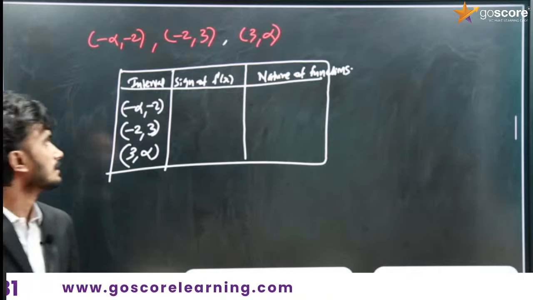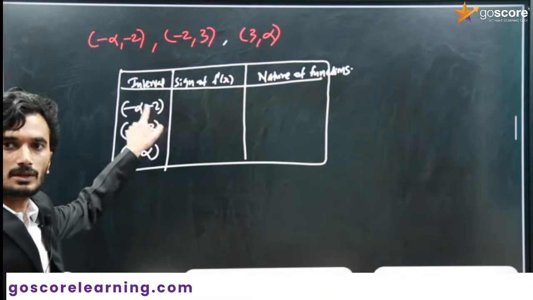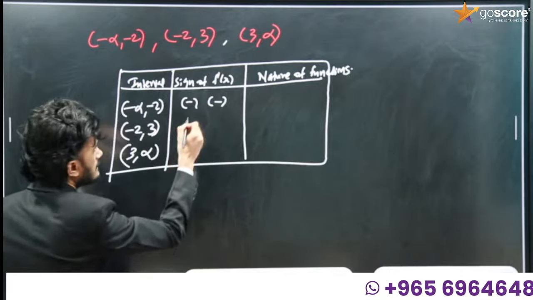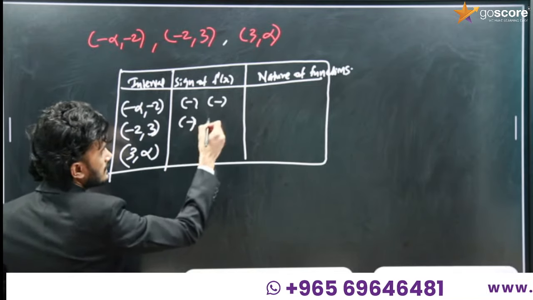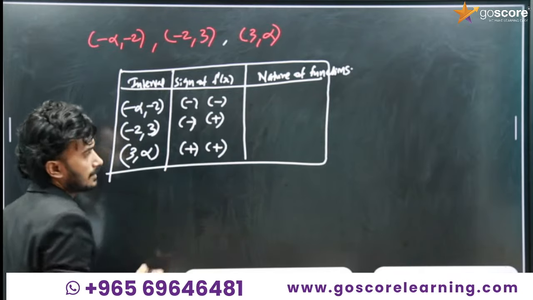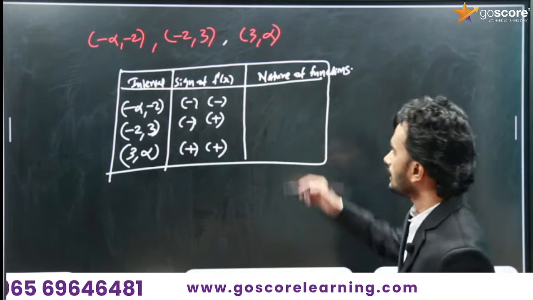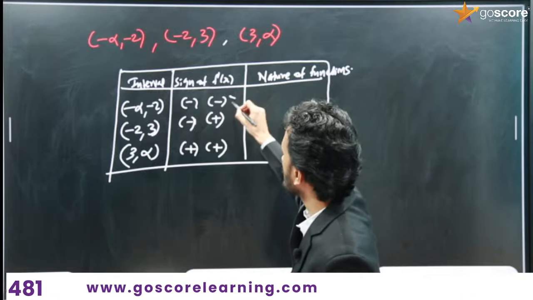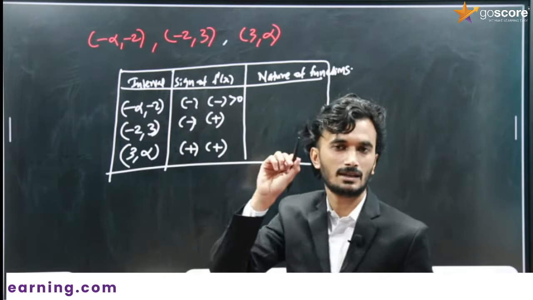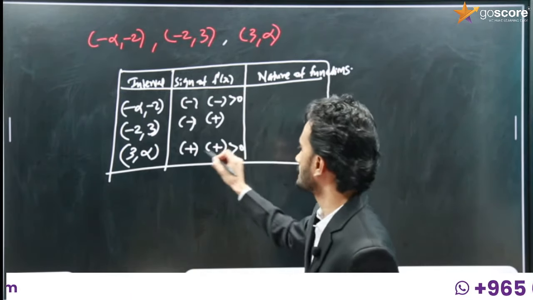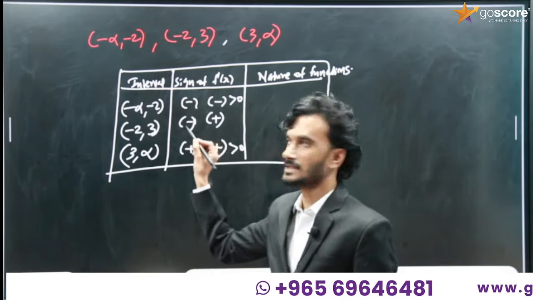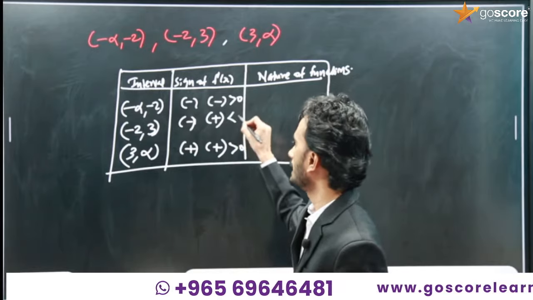infinity. Here you can see both factors are negative, infinity and minus 2 are negative. In the middle, minus 2 is negative and 3 is positive. Then here both are positive. If both have the same sign, plus plus or minus minus, we can write f dash of x is greater than 0. If one sign is changing, minus plus or plus minus, it is less than 0.